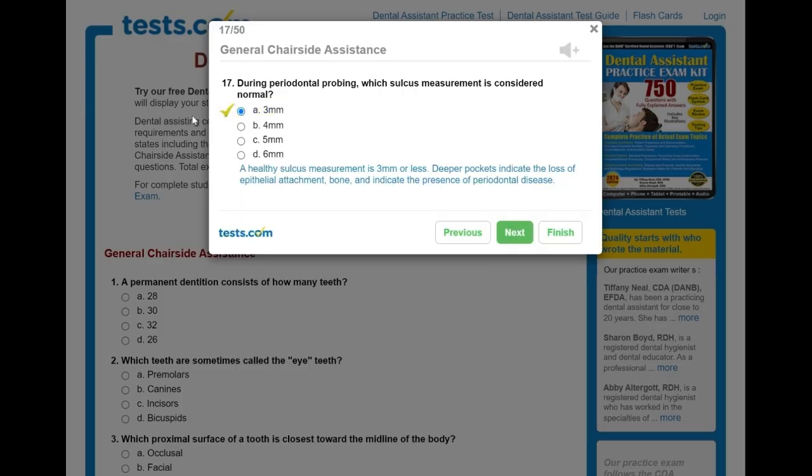A. 3 mm. A healthy sulcus measurement is 3 mm or less. Deeper pockets indicate the loss of epithelial attachment and bone, and indicate the presence of periodontal disease.